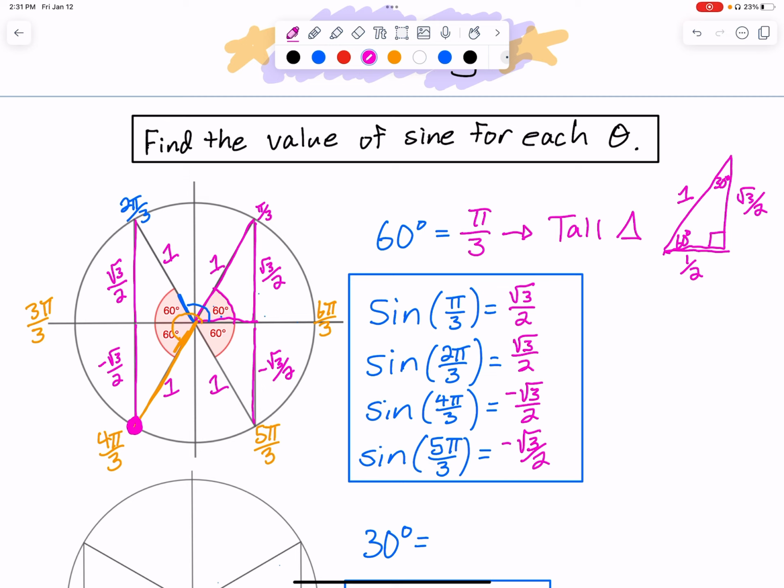If you have these values down and you can point out tall and short triangles, this sine cosine business really just comes down to 3 steps. Where's the angle? Which triangle? Short, tall, or middle? And then sine is y. So it'll be my up and down values of those triangles.